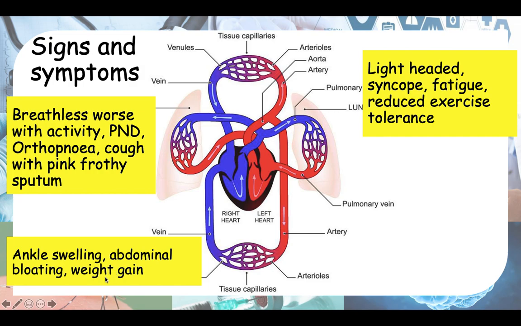Weight gain is quite rapid and sudden. This weight gain is due to water. When you have congestion, blood pools in your veins and in your tissues, and it leaks out of your capillaries into your tissues, causing the ankle swelling. All this water in your ankles and abdomen has weight to it, so you have a rapid weight gain. And this ankle swelling is a pitting edema.